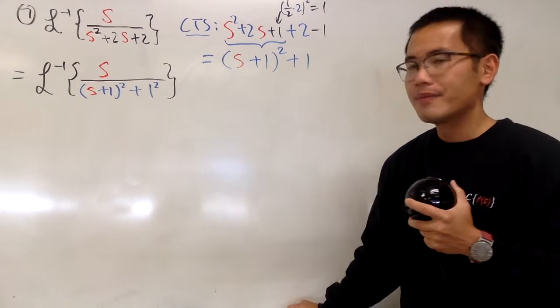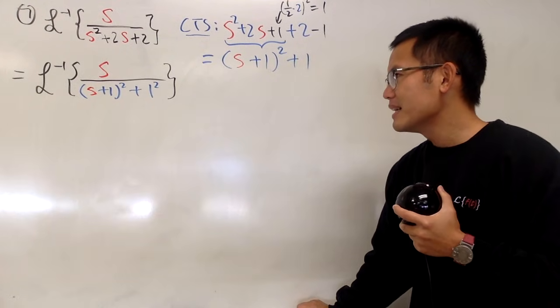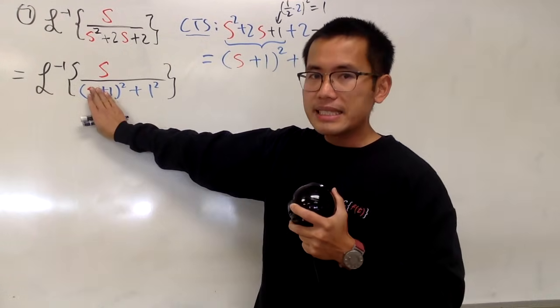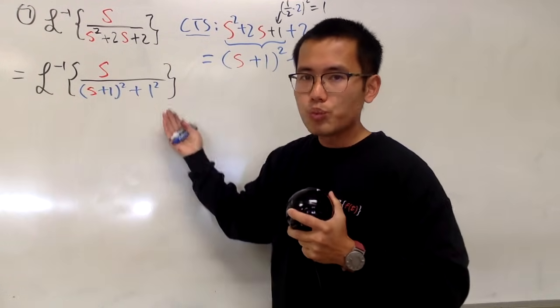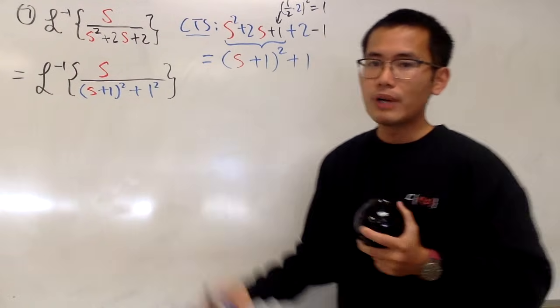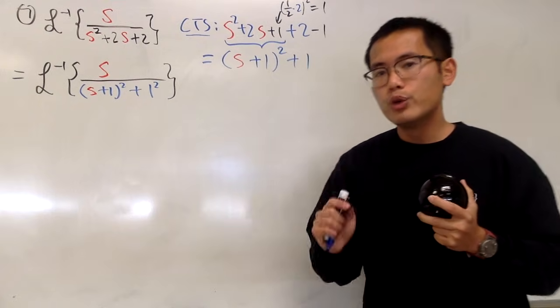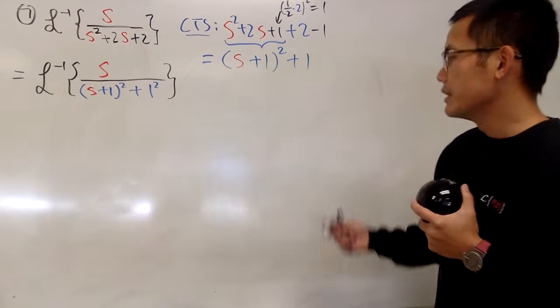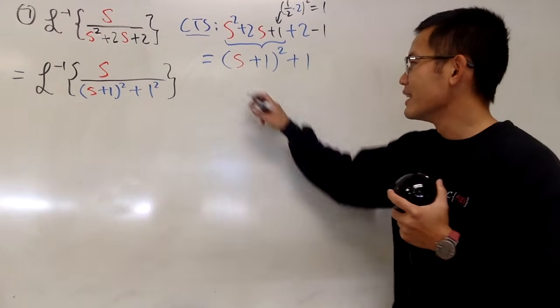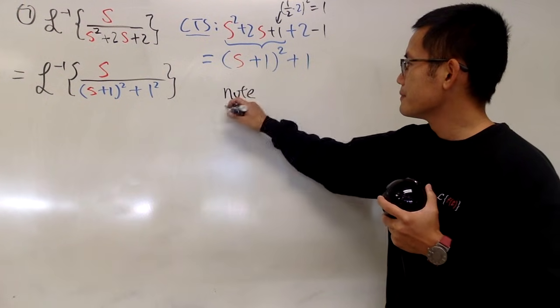Good. Now, if this was just s squared plus 1, that would be cosine, right? But this right here is s plus 1. So do it really, really carefully. And again, I'll write down some notes right here for you guys. Here are some of the things that you don't know.